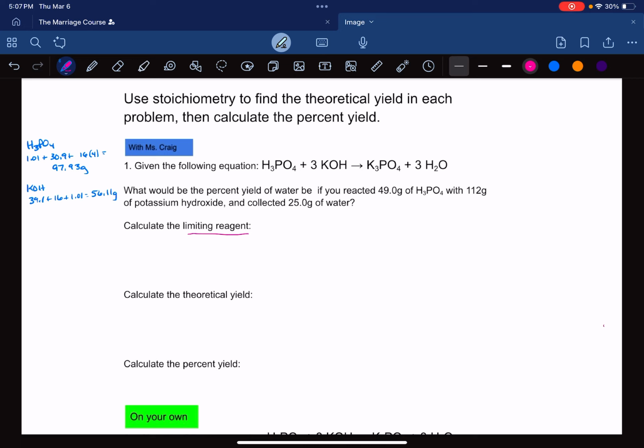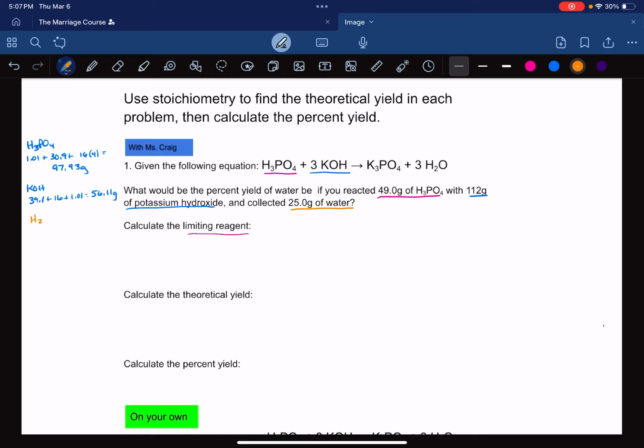So we have two different reactants. We have 49 grams of H3PO4, which is phosphoric acid, and we have 112 grams of potassium hydroxide. So those are our two reactants. We need to figure out how much each one will produce, and the lowest one will be our theoretical yield. Now, our theoretical yield of what? Okay, so we're given information about water. So we need to figure out the theoretical yield of water.